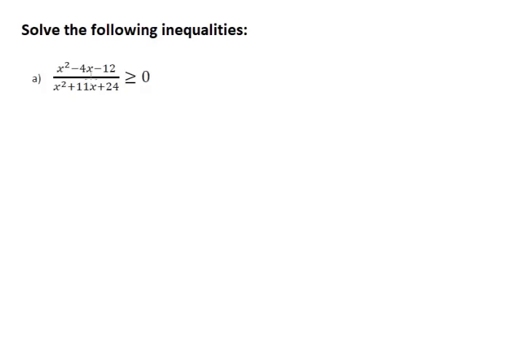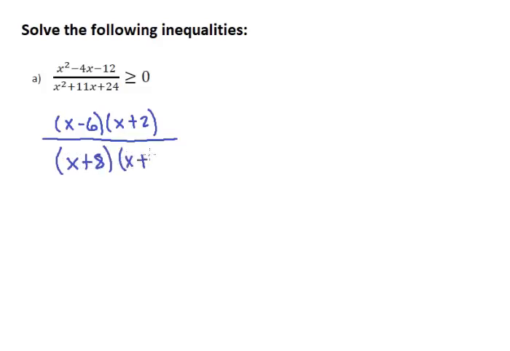So in this case, we have two trinomials that we can easily factor by guessing numbers. We just need to think of the numbers, and on top we would have x minus 6 times x plus 2, because minus 6 times 2 is minus 12, and minus 6 plus 2 is negative 4. Over at the bottom I need 24, and the addition needs to be 11. That will be x plus 8 and x plus 3, greater than or equal to 0.